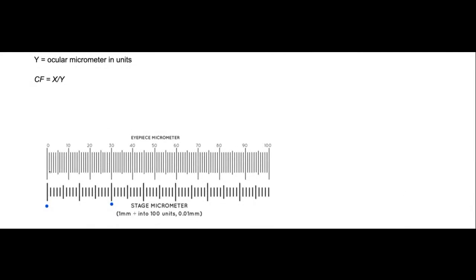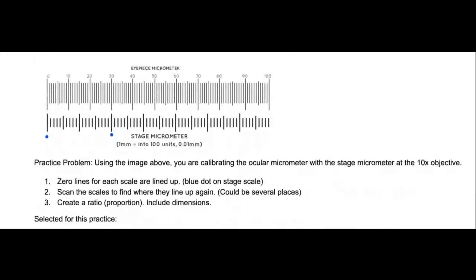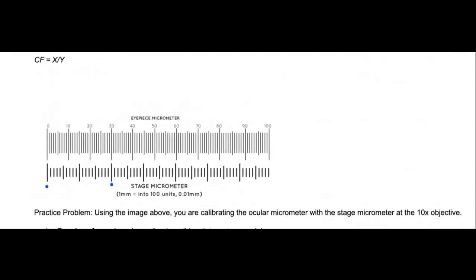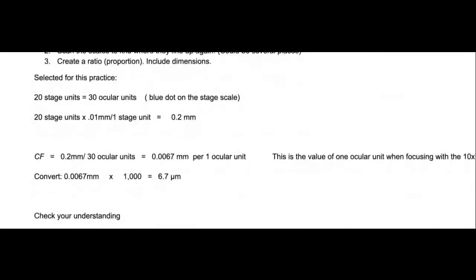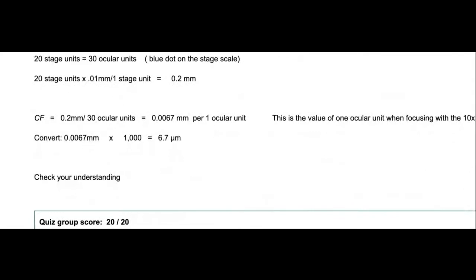So here it's really hard to tell, but between 0 and 1, so this is 0 to 10, there's 10 ocular units here, and there's 5 ocular units here. So between 0 and 1 in real life, that distance is 0.0067 millimeters. And so that only applies to the objective lens we're using here. So for the other objective lenses, we'll have to do these calculations again.